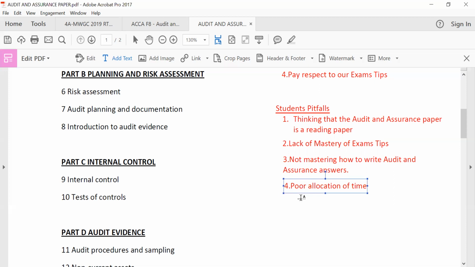So your performance will show what will happen on the day of the exam. It cannot happen that he will score you low, then you pass the exams. It will never happen, unless he's not an examiner. But if he is, it will, whatever be the case, reflect. Right. So this is one of the issues which turns out to be a pitfall to a lot of students failing the audit and assurance paper.